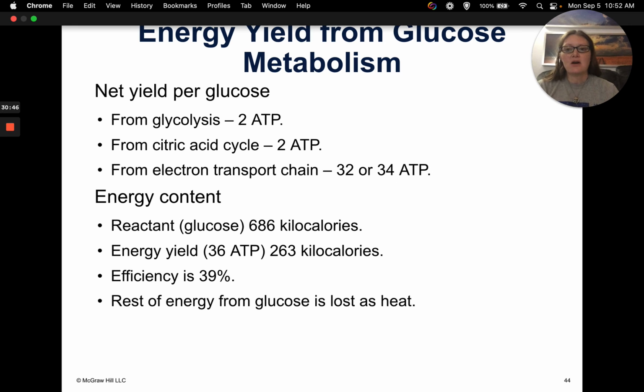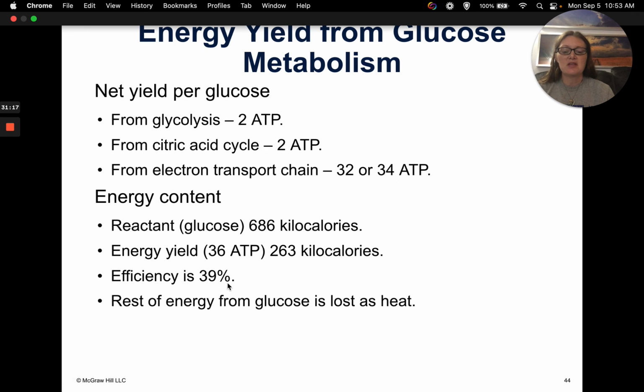All right, so if we're looking at the overall yield of what we can get from one glucose molecule: from glycolysis, we get 2 ATP, technically 4 ATP, but only 2 of them count. From the citric acid cycle, we can also get 2 ATP. From the electron transport chain, we can get 32 or 34, depending on how efficient the cell is and what kind of cell it is. And that gives us a grand total of about 36 ATP.